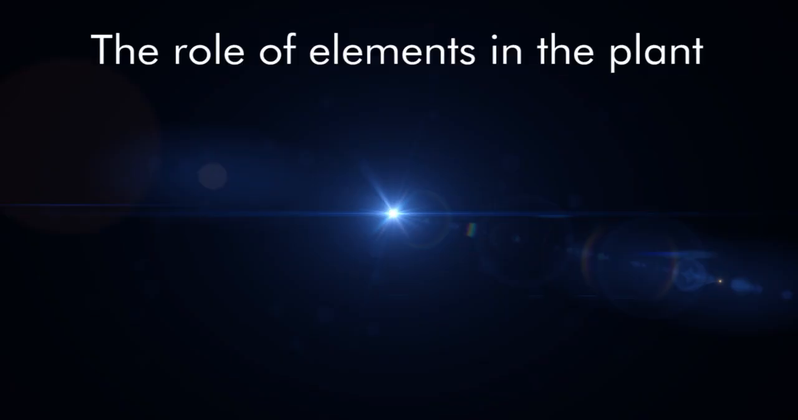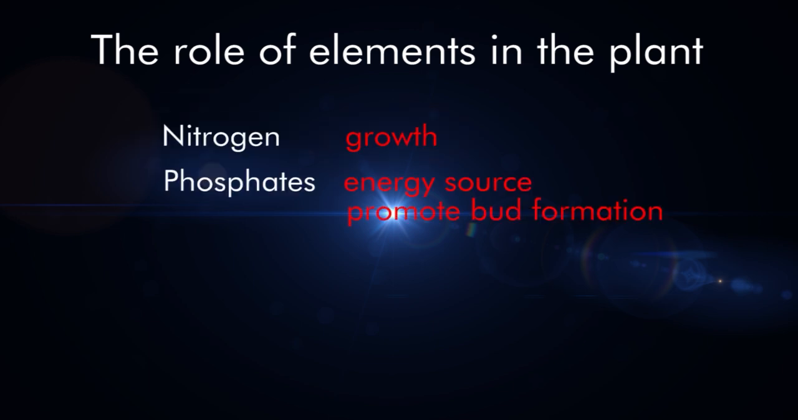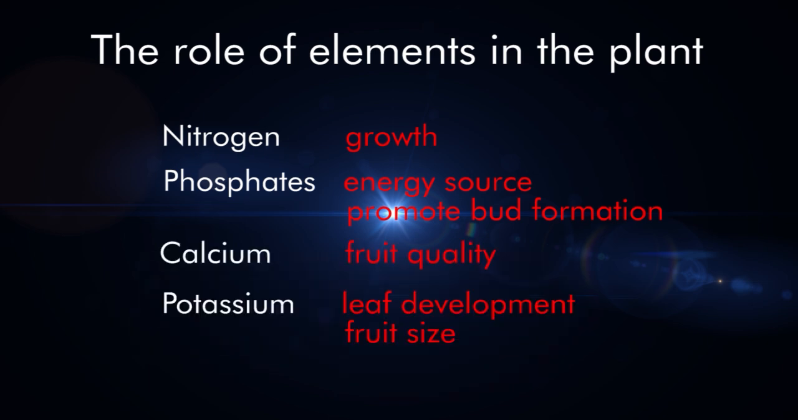Each element has a role in the plant. Nitrogen promotes growth, phosphates are an energy source and promote bud formation, calcium promotes fruit quality, potassium is important for leaf development and fruit size, while magnesium plays an important part in photosynthesis. So each element has an important role to play and should be applied at the right time of year to benefit specific stages of development in the plant.